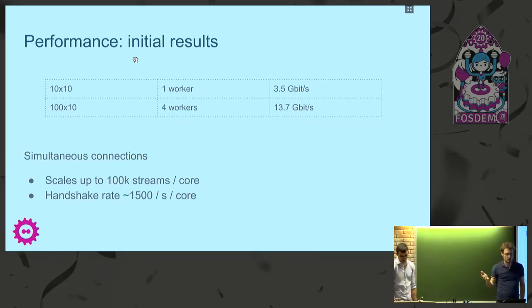We did some testing with growing up to 100K streams per core, doing variations in terms of connections and streams per connection. And the handshake rate is about 1,500 connections per second, limited by the message queue and the connect interface mostly. But that wasn't very satisfying at first. We said to ourselves, maybe we could improve that.